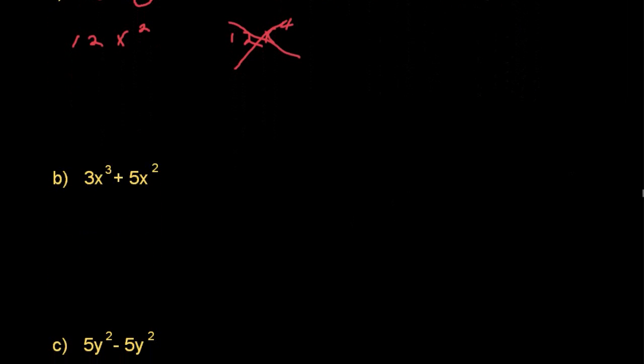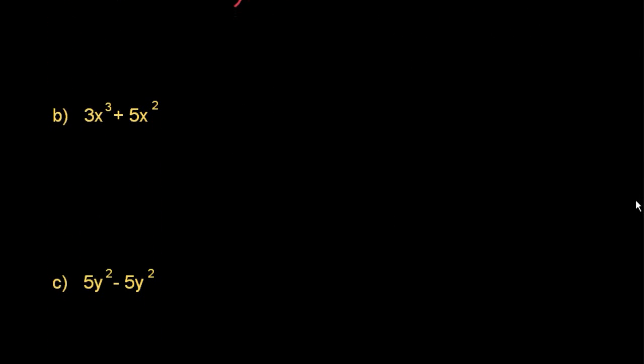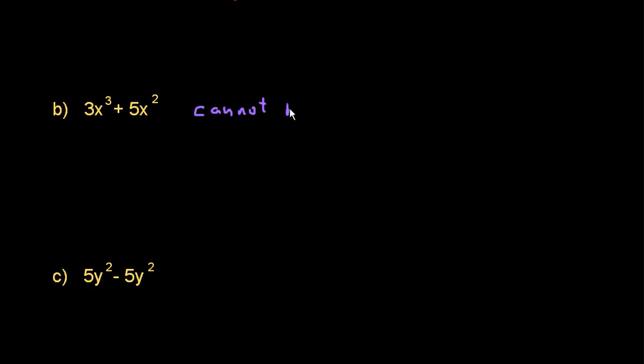In the next problem, we have 3x raised to the third power plus 5x raised to the second power, and notice that the exponents are not the same. That means the variable factors are not the same, and therefore this cannot be simplified. So the exponents must match. They don't match in this problem, so it cannot be simplified.